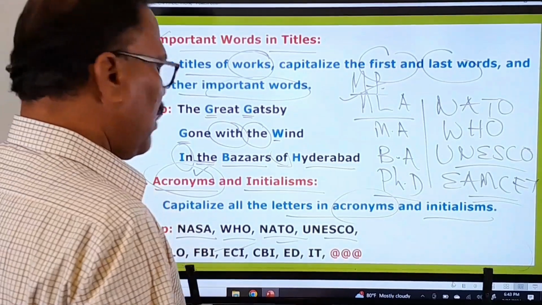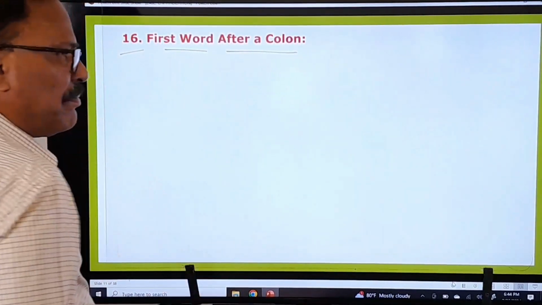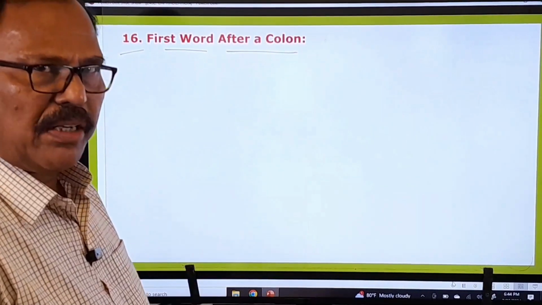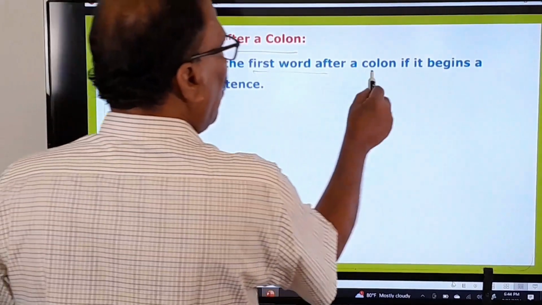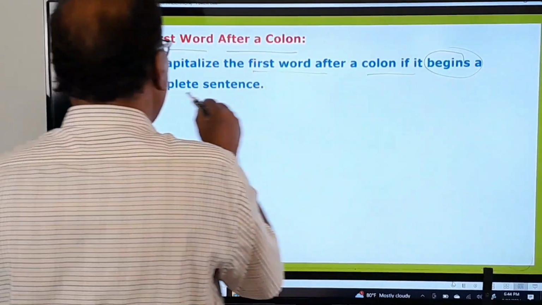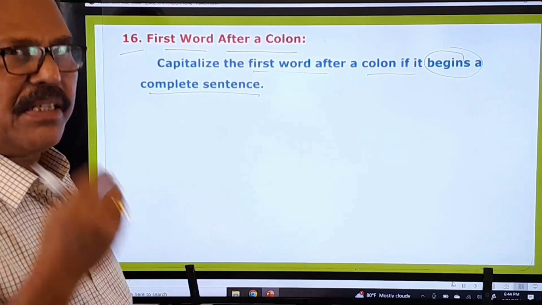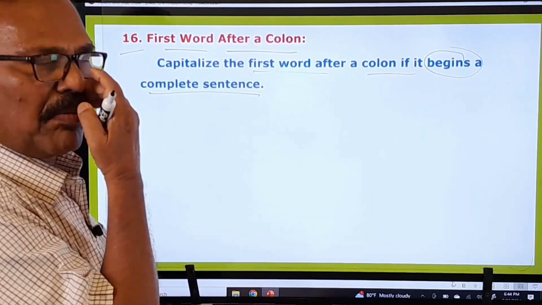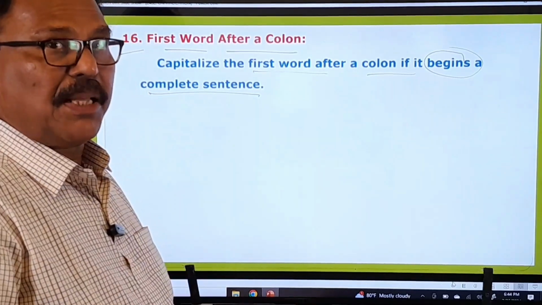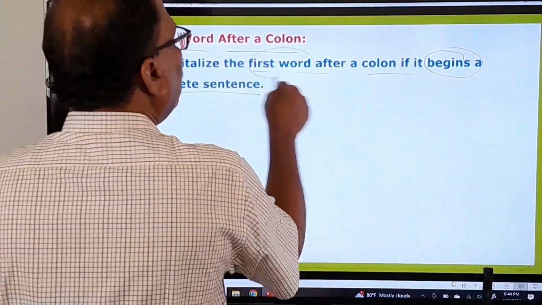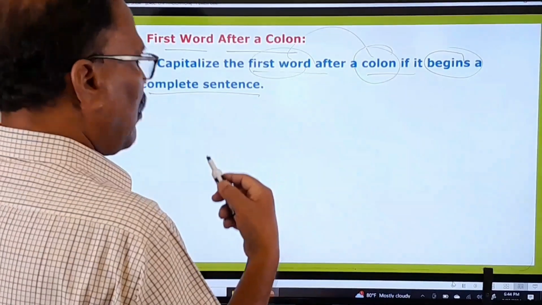And here this point is okay. Now we move on to learn other rules. The 16th one is the first word after a colon. The very first word after a colon, we must use the capital letter. Capitalize the first word after a colon if it begins a complete sentence. That means if it makes a complete sentence, not simply some loose words. If they are mentioned after a colon, you should not capitalize them. But here, capitalize the first word after a colon if it makes a complete sentence.